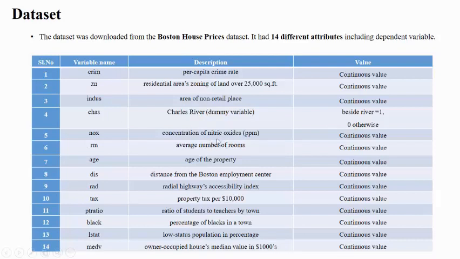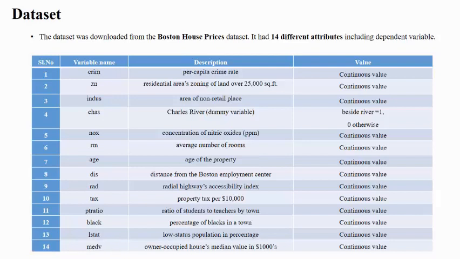The fifth attribute is the concentration of nitric acid. The sixth is the average number of rooms. The seventh is the age of the property. The eighth is the distance from the Boston Employment Center. The ninth is the radial highways accessibility index. The 10th is the property tax per 10,000 US dollars. The 11th is the ratio of students to teachers by town. The 12th is the percentage of blacks in a town, while the 13th is the low status population in percentage, denoted by LSTAT. And finally, the 14th attribute is the dependent variable, which is the median value in thousands of US dollars.